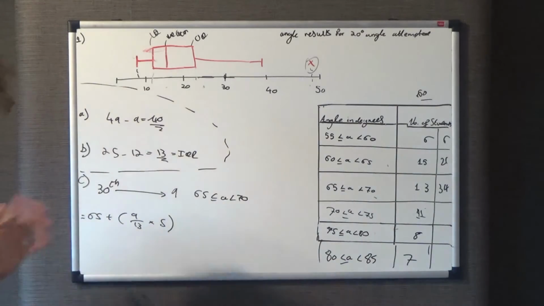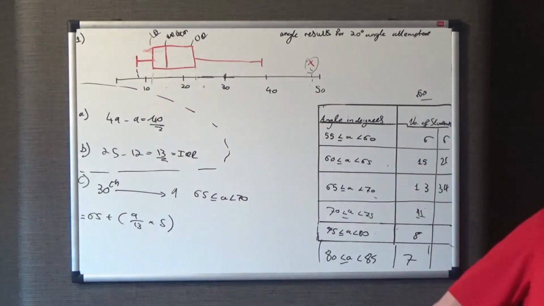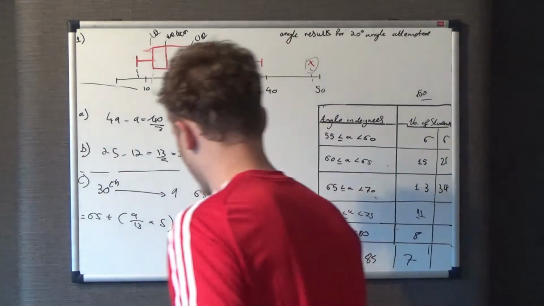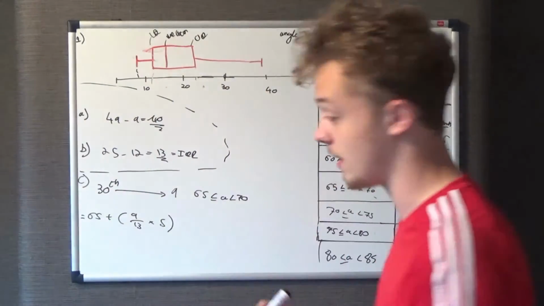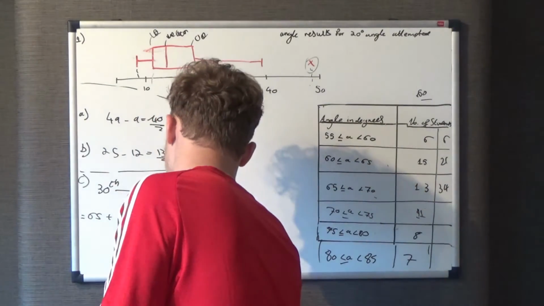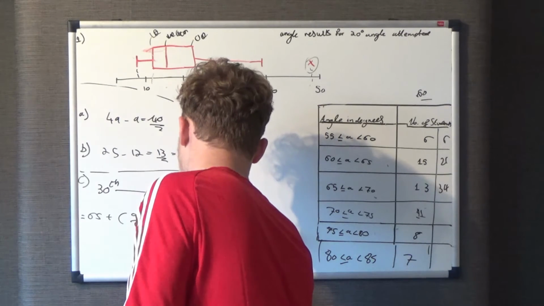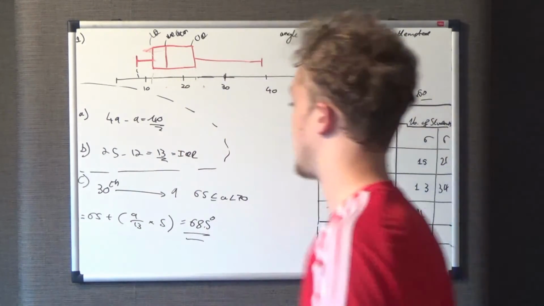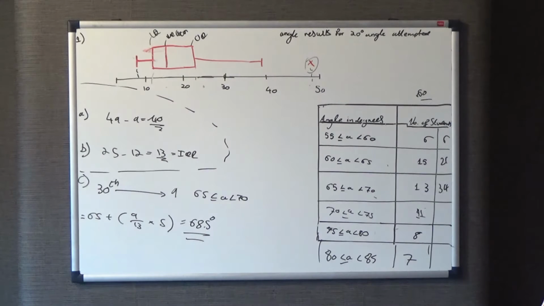It's just a case of plugging numbers into your calculator, and you should get the angle to be 68.5 degrees. Remember, these are angles drawn, so you need to write as such. So it's the 68.5 degrees, that's the angle which is drawn by the 30th student, assuming this group is spread out evenly. It might not be, but we assume it is. So that's part C.